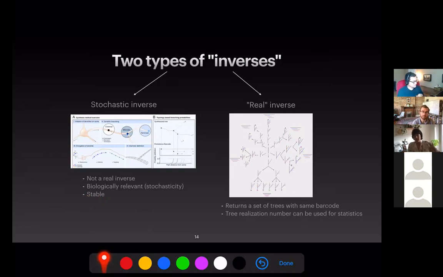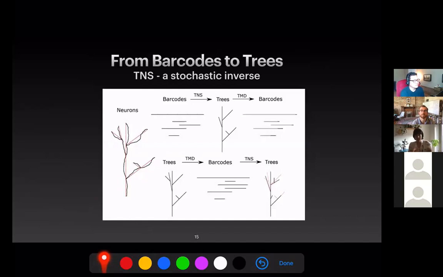And then I'm going to talk about the real inverse, in the sense that we're really going to see how many trees have the same barcodes, and how this number of trees, the tree realization number, can actually be used for statistics. So this is a little bit of an overview of this TNS.